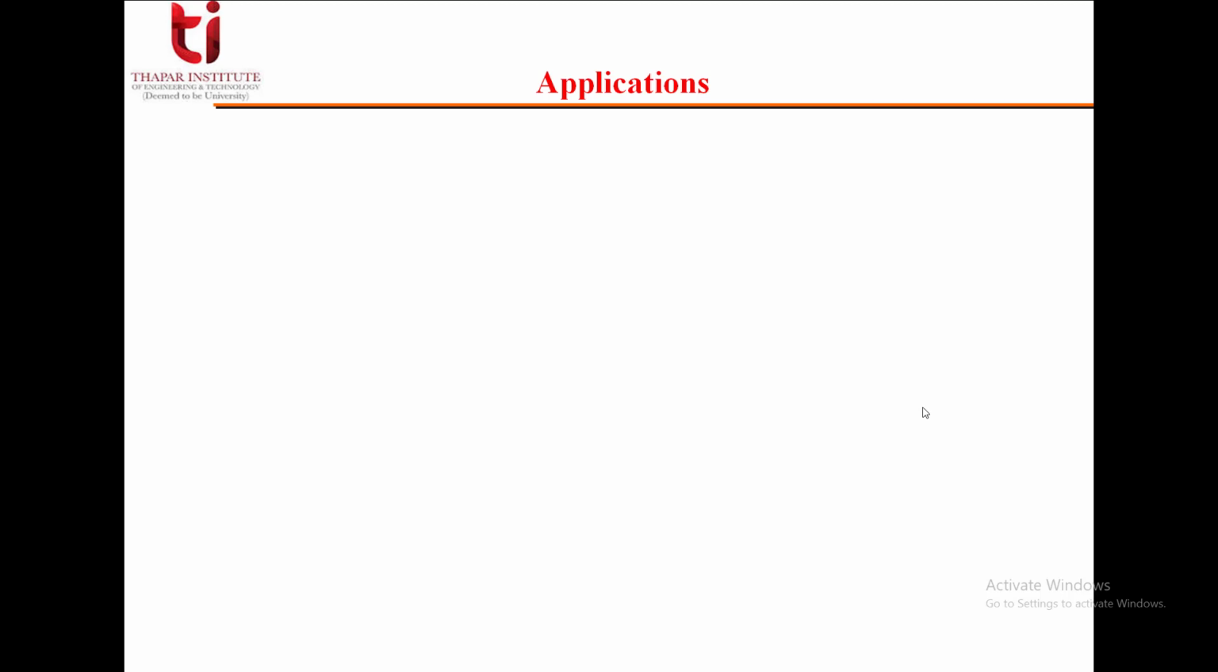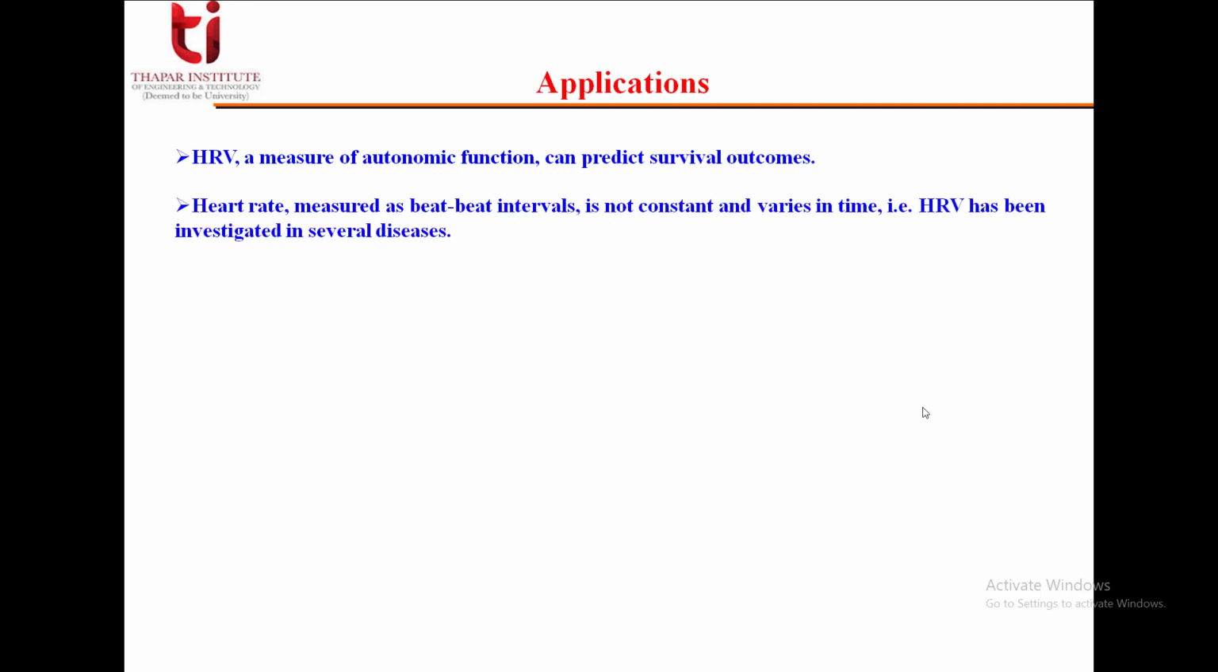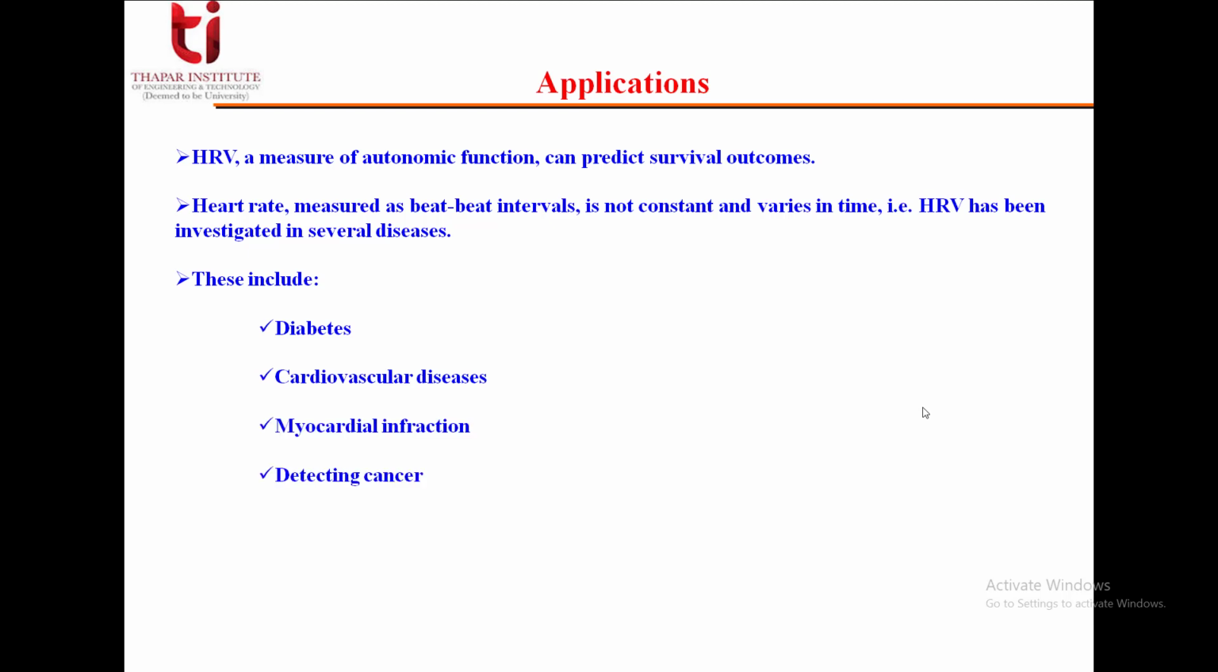Now, what are the different applications of this heart rate variability? So, heart rate variability, a measure of autonomic function, can predict survival outcomes. Heart rate measured as beat to beat interval is not constant and it varies in time. That is, HRV has been investigated in several diseases. So the diseases mainly include diabetes, cardiovascular diseases, myocardial infarction. We also use it to detect sometimes cancer.